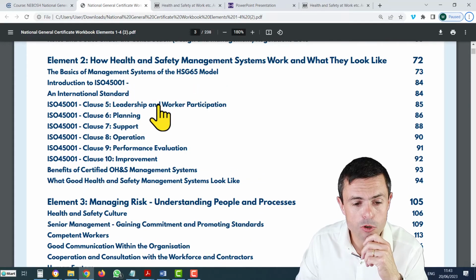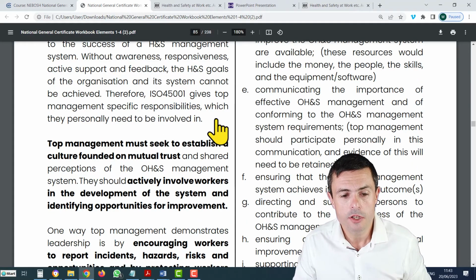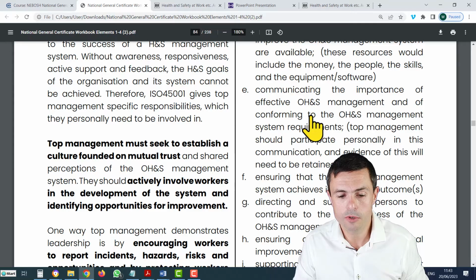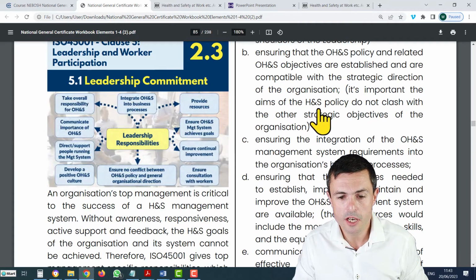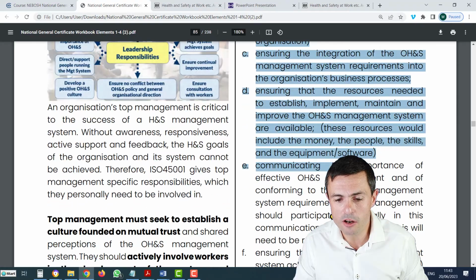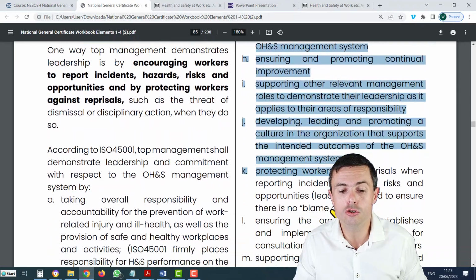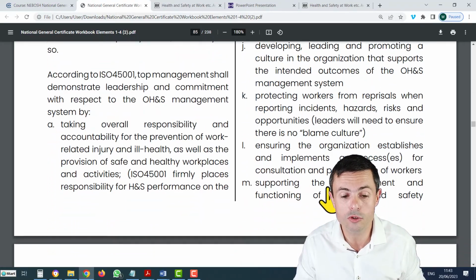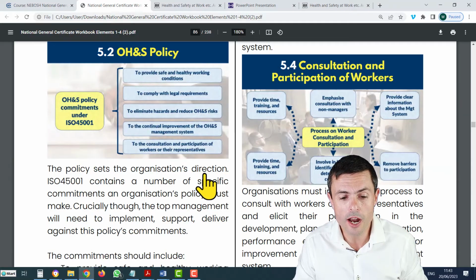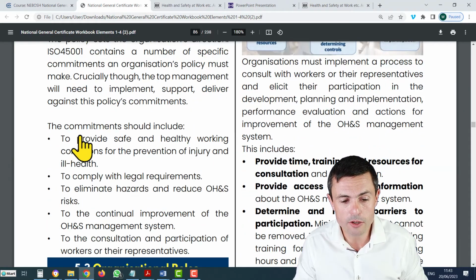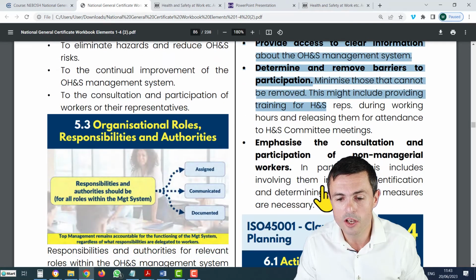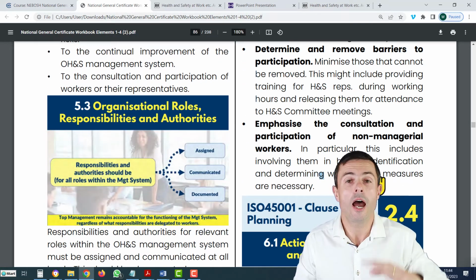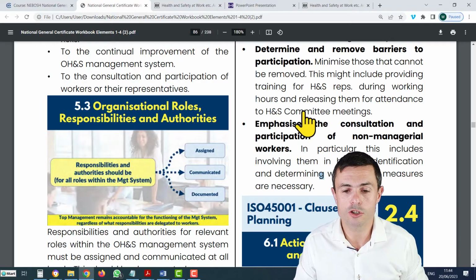Let's look at leadership and worker participation. So this, if I go up a little bit, there it is. So I've got a whole section here about leadership commitment and their responsibilities. All of this stuff here is about the stuff that leaders should do according to ISO 45001. And if we go down a bit more, you'll see the commitments there that they should make, and it talks about consultation as well. All good, useful stuff. And there's also that other section which I showed you as well.